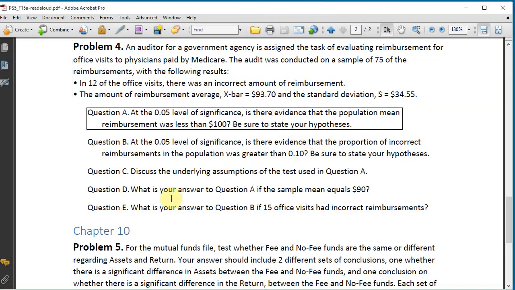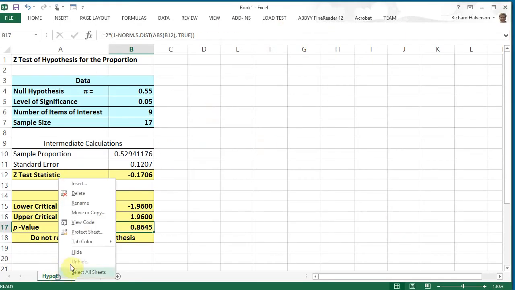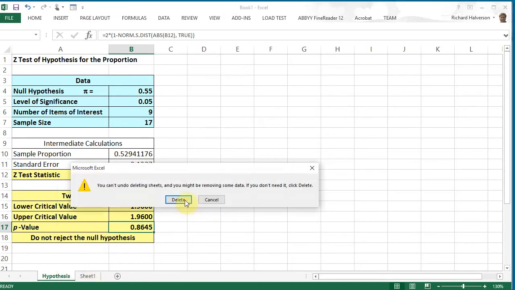Question A. At the 0.05 level of significance, is there evidence that the population mean reimbursement was less than $100? Be sure to state your hypotheses. Okay, let's open up a spreadsheet here. I'm just going to delete this so I don't get mixed up.